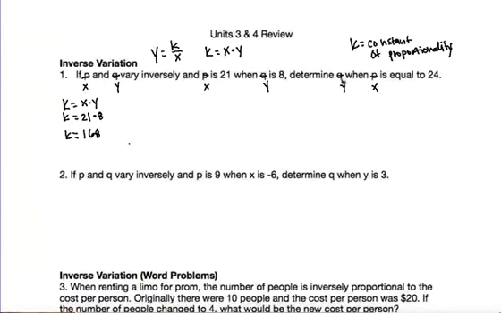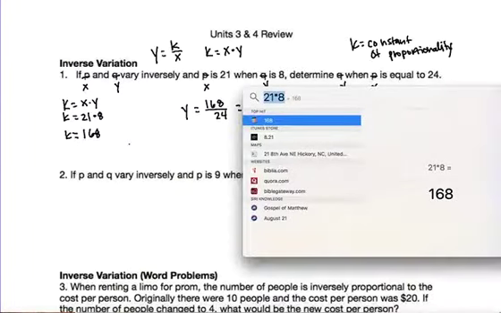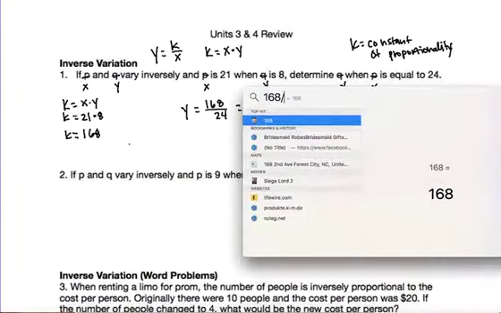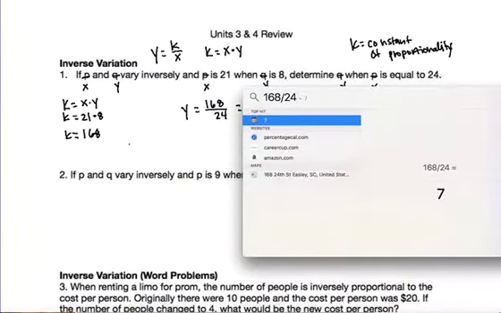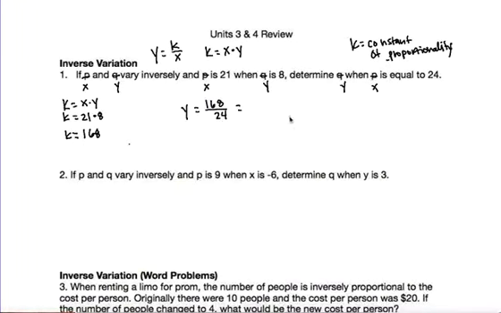So it says determine y when x is equal to 24. So if we want to get what y is equal to, we're going to plug it back into this formula here, y equals k over x. Now we know that our k is 168, and we know that our x is 24. So we would say 168 divided by 24, and you would get 7. So our y is equal to 7 when our x is equal to 24.